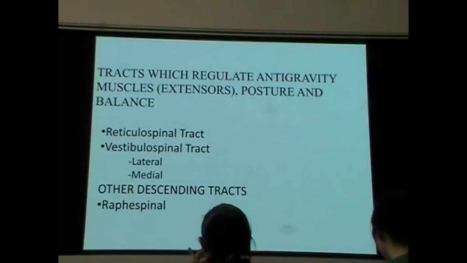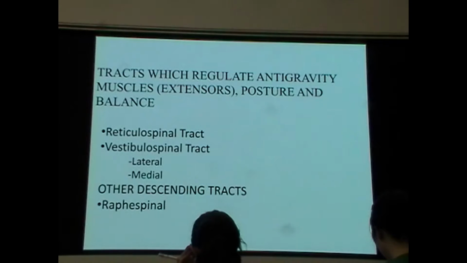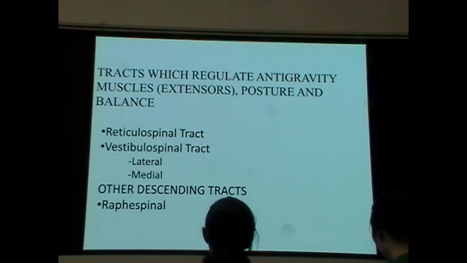The vestibulospinal tract, those tracts have to do with basically keeping us balanced. A lot of the input to the vestibulospinal tract is coming from these little gyroscopes inside your temporal bone called the semicircular canal, the saccule, and the utricle. And those help us keep balance and move in a balanced way through our environment.